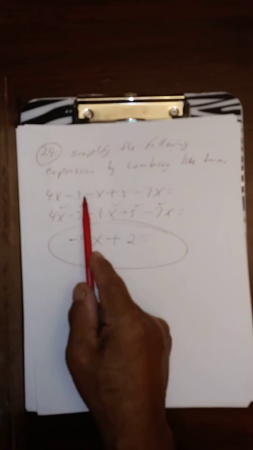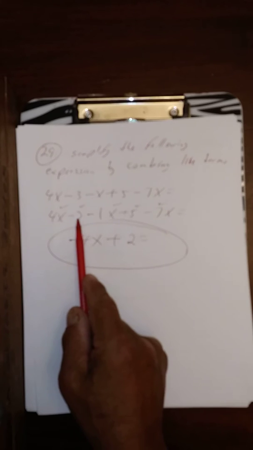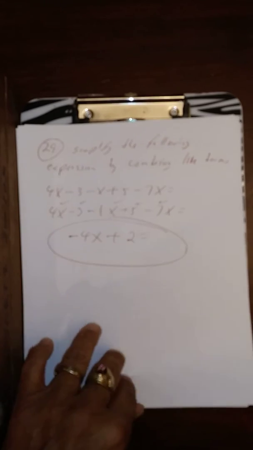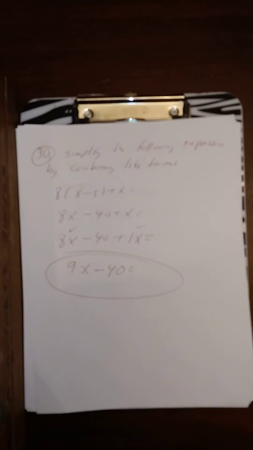Simplify the following expression by combining like terms. 4x minus 1x plus 7. So 4 minus 1 is 3, and that one is a minus 4. Negative 3 and a 5 is a positive 2. Simplify the following expression by combining like terms. So 8 times that is 8x, 8 times that is negative 40. And then this is going to be 1x, and 8x is 9x, and minus 4 to bring it down.